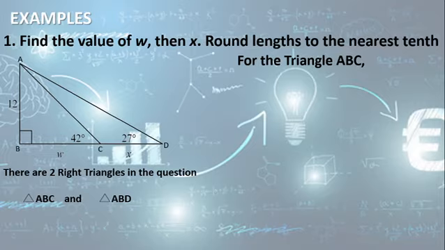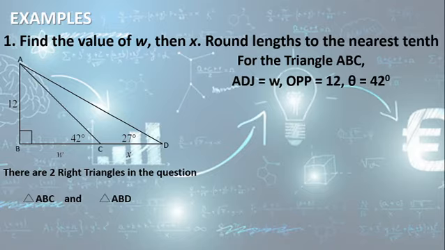So the value of our opposite here will be 12, and our adjacent, which is the side that carries both the right angle and the angle being considered, which is line BC, will be W. Okay, so you have adjacent equal to W, opposite equal to 12, and theta equal to 42 degrees.